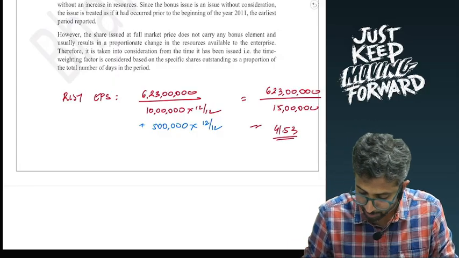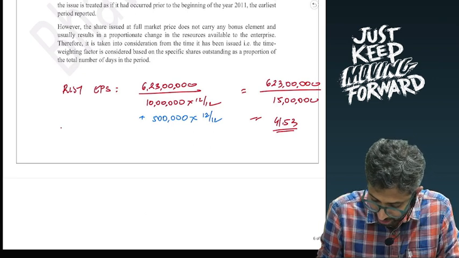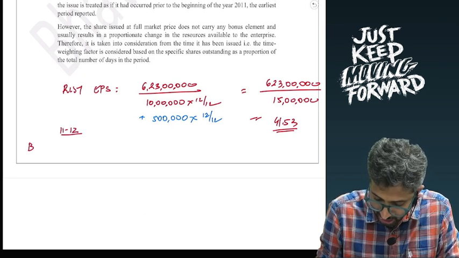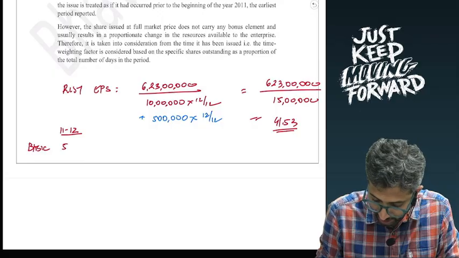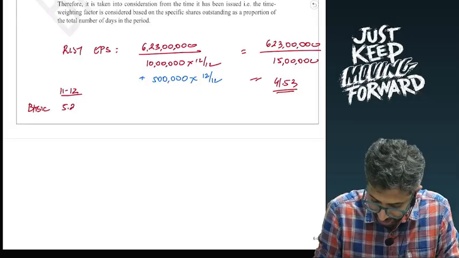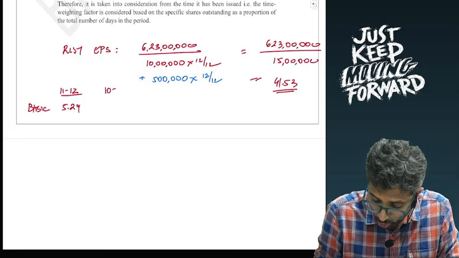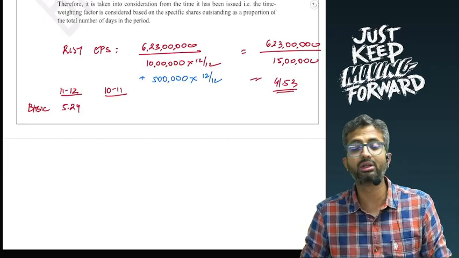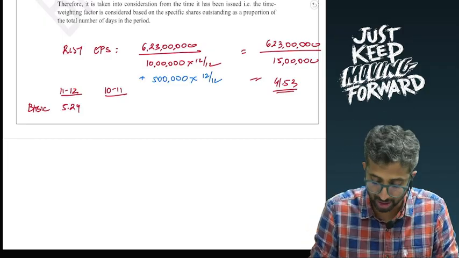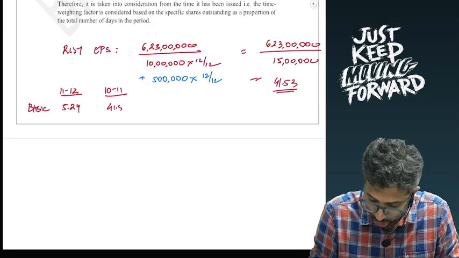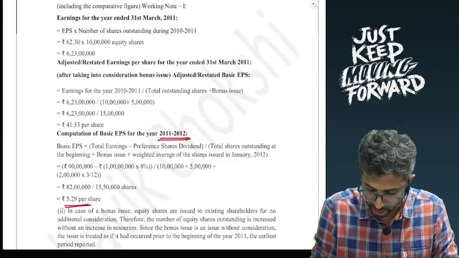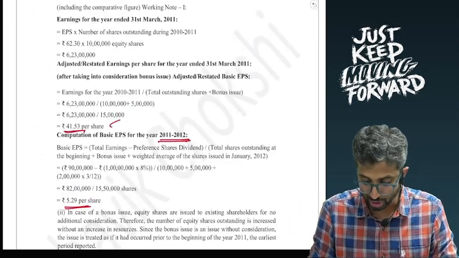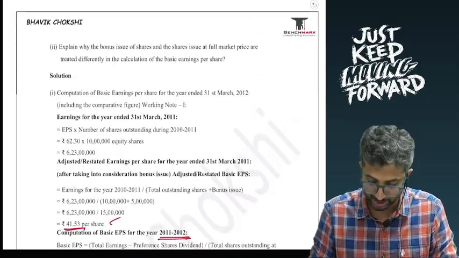41.53. So when I prepare the EPS for the year 11-12, I will say that the basic EPS is 5.29 that we calculated earlier, and then for the previous year, earlier the EPS was 62.3. However, the restated EPS is now going to be 41.53 as you can see over here. So this will be an adjustment due to restatement of bonus.